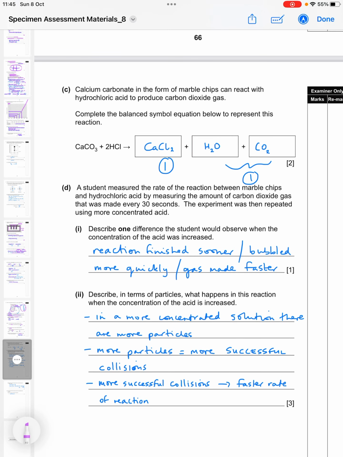Part C, calcium carbonate is found in the form of marble chips, can react with hydrochloric acid to produce carbon dioxide gas. Complete the balanced symbol equation to represent this reaction. So calcium carbonate and hydrochloric acid are going to give you calcium chloride, which is CaCl2, and then any carbonate reacts to give carbon dioxide gas, which is CO2, and also water, which is H2O. Now, it just so happens that that is balanced. You don't need to add any numbers. So there was 1 mark awarded for the formula of calcium chloride and 1 for the correct formula for water and carbon dioxide.